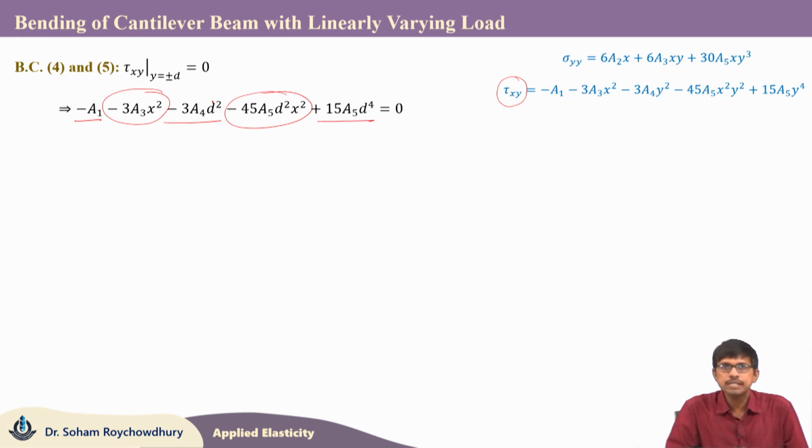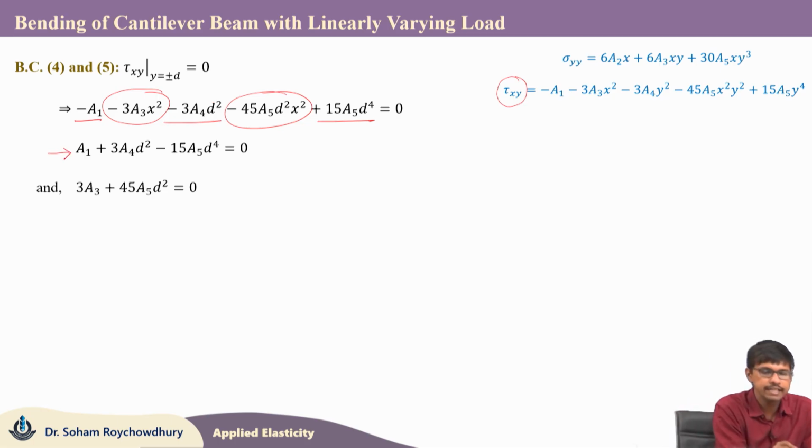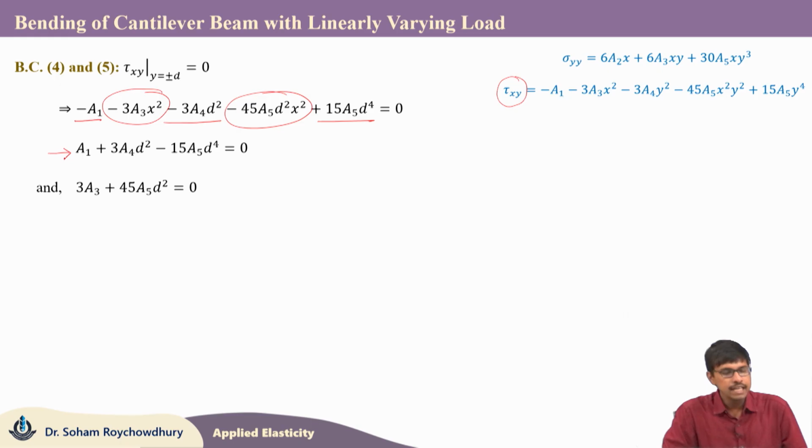So, this equation would be 0 only if the constant term and the coefficient of x square are set to 0 independently. Thus, minus a1 minus 3 a4 d square plus 15 a5 d4 equals 0, the minus sign being cancelled from all the terms, and we get the first equation, that is, setting the constant term to 0. Setting the coefficient of x square to 0, we get the second equation: 3 a3 plus 45 a5 d square equals 0. So, from here we got a relation between a3 and a5 as a3 equals minus 15 a5 d square.